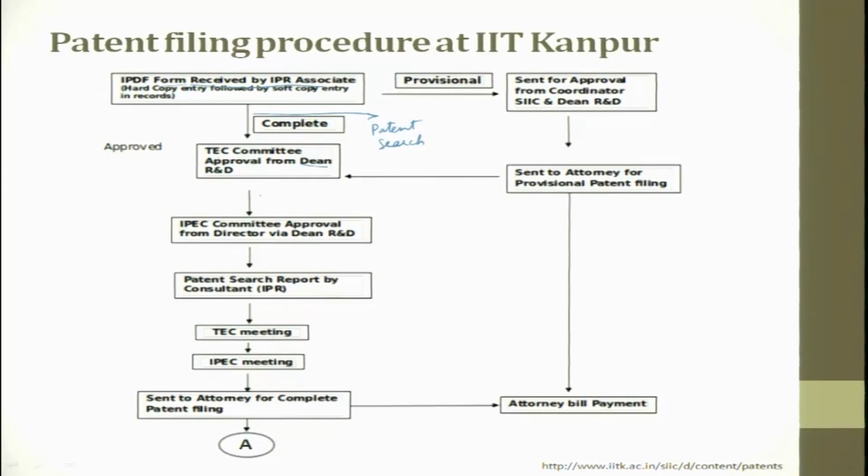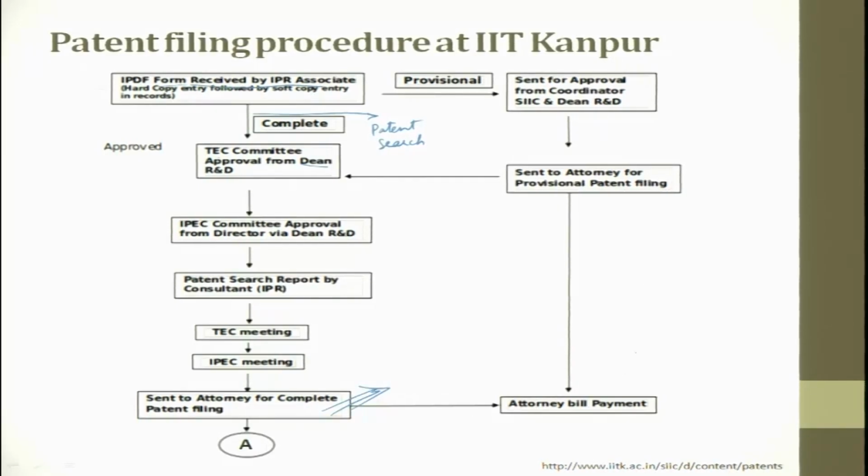At that point of time a TEC is appointed, they go through it, and if they say yes, the committee reports that here is a wonderful idea which is worth patenting. It is reported to the director, the director approves the idea, and it goes to the attorney for final filing. And the moment it is filed, the attorney gives the bill.